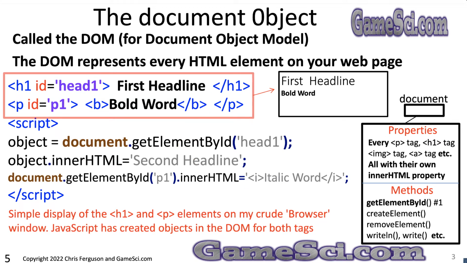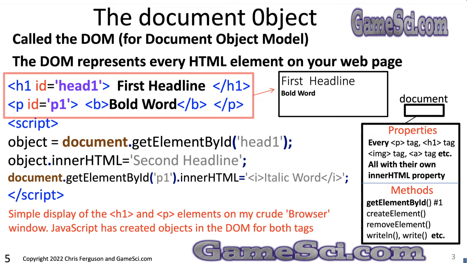HTML first. So these two lines of code, an H1 tag and a P tag, will display on the web page. First headline will come out in a big font because headlines are bigger fonts. Bold word will come out in a much smaller font because paragraphs are represented by smaller fonts. And I think you all know this by now. This is the web page that is rendered when it tries to display this HTML. This is just the simple display of the H1 and P elements on my crude browser window.